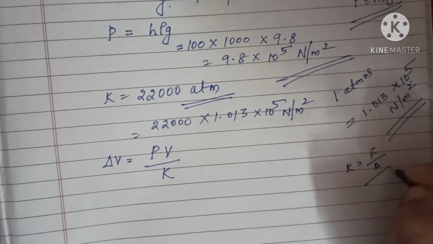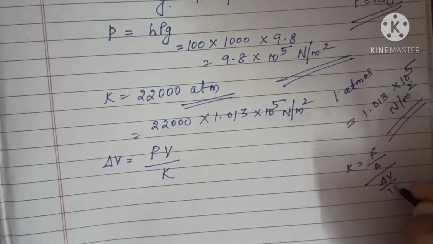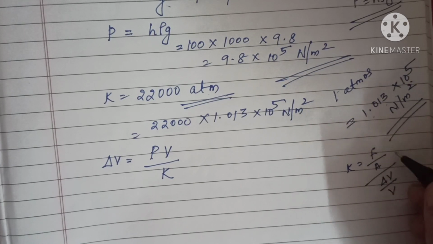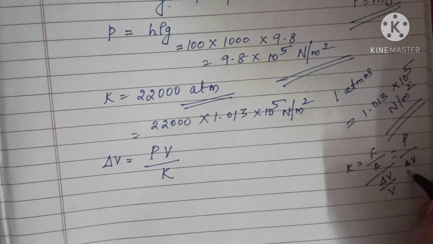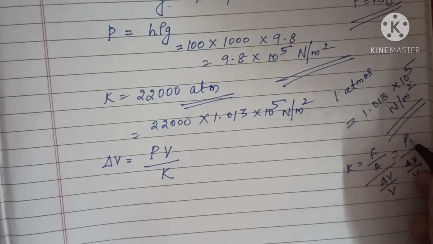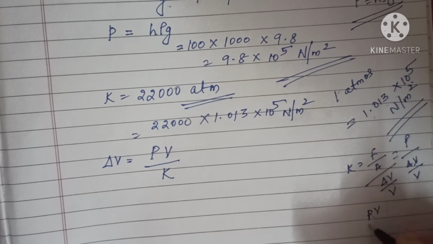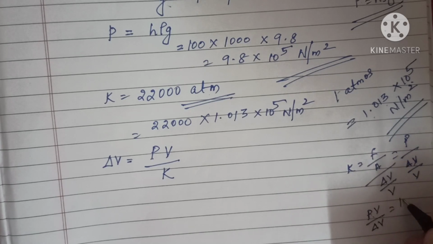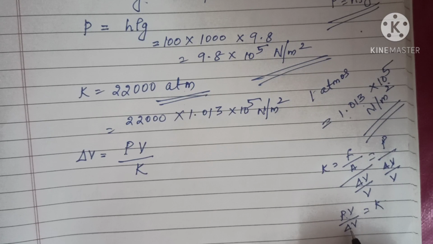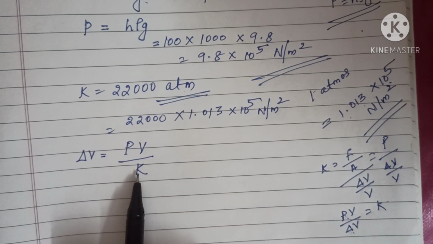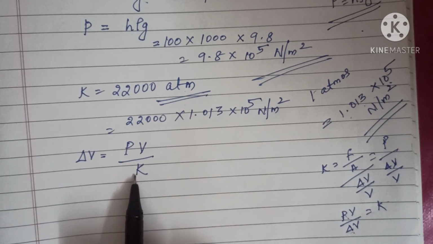Area, that is stress by strain is delta V by V. This force by area is taken as pressure in the case of volume, and again delta V by V. So this will go up, that is PV by delta V is K. And you have to find delta V, that means K will come down. So the expression is delta V equal to PV by K.